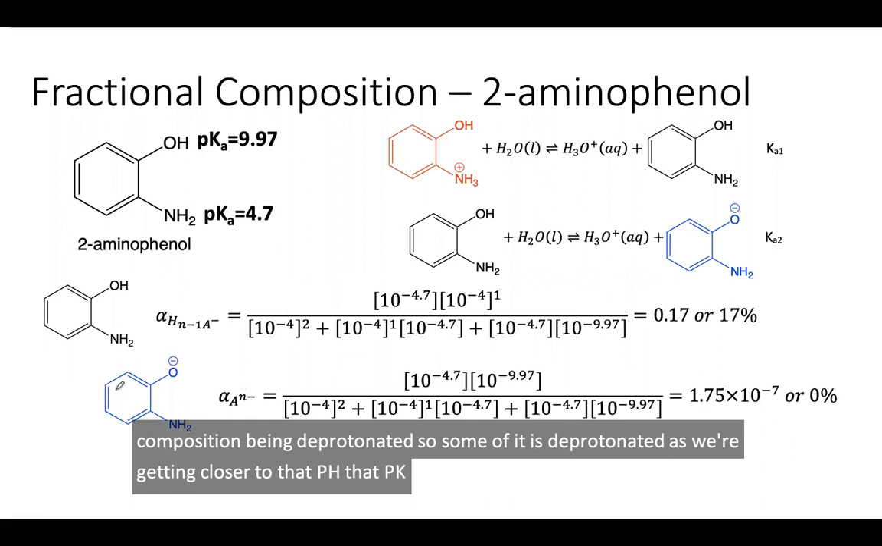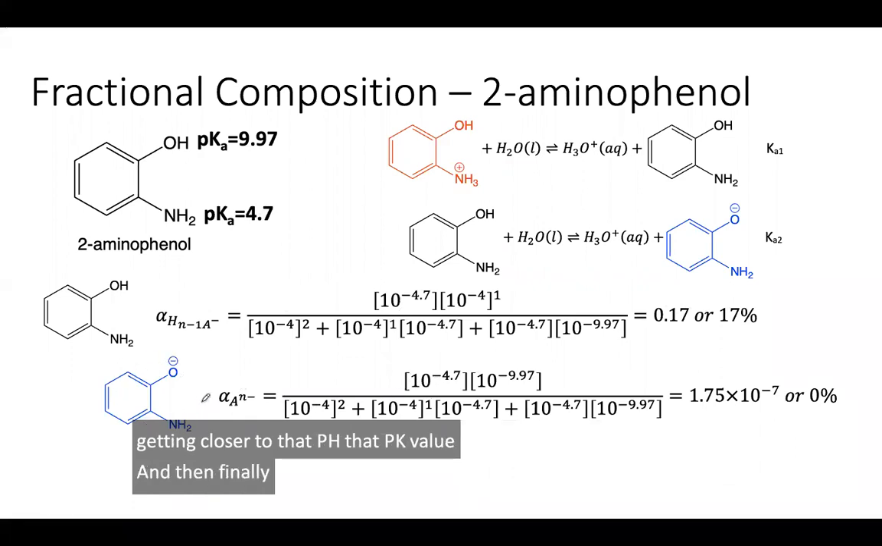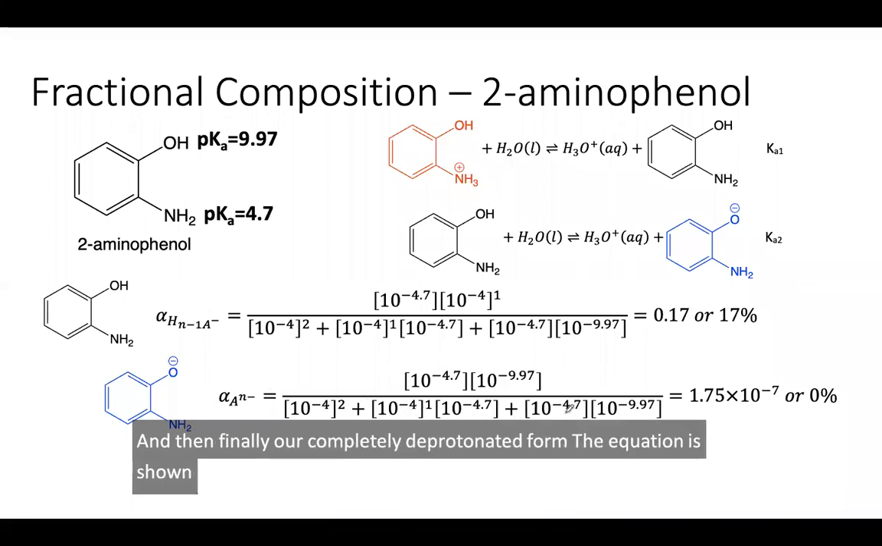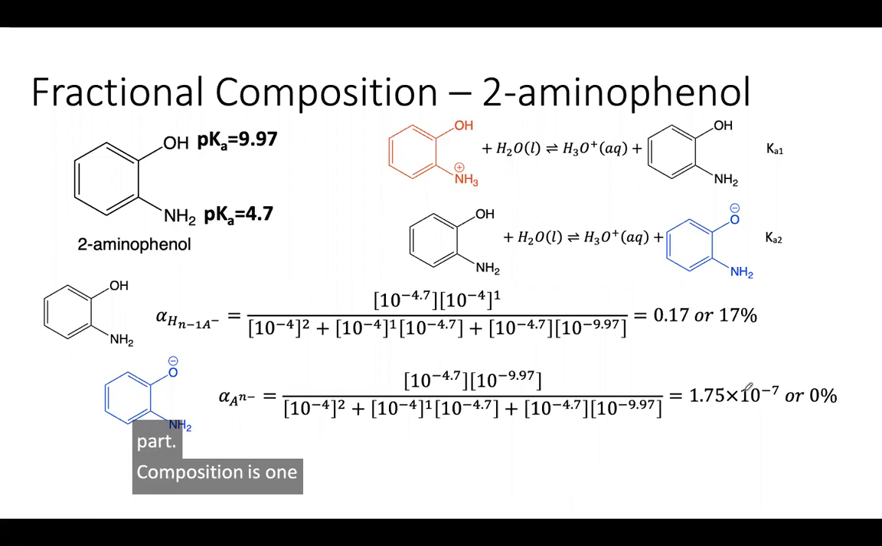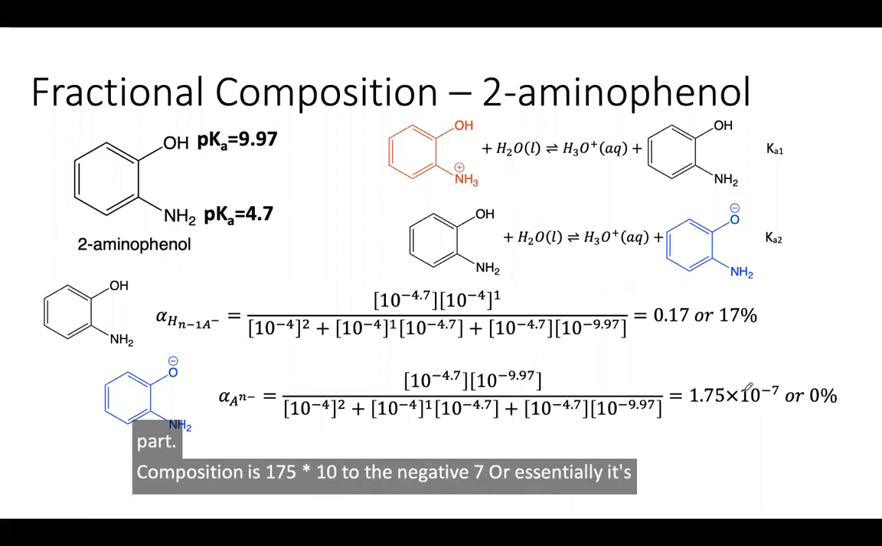And then finally, for our completely deprotonated form, the equation is shown here. Again, that bottom part is not changing. It's just this top part. Our composition is 1.75 times 10 to the negative 7, or essentially it's 0%. There's so little of it. It's essentially 0%.